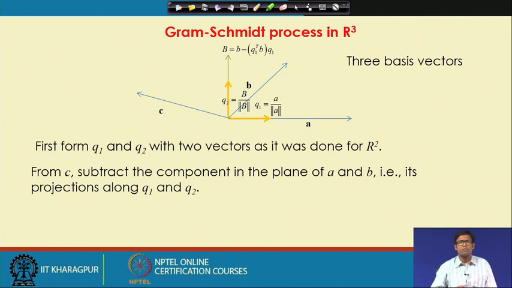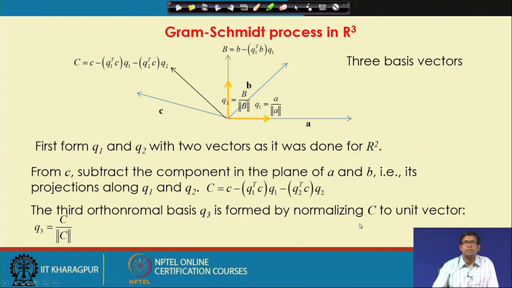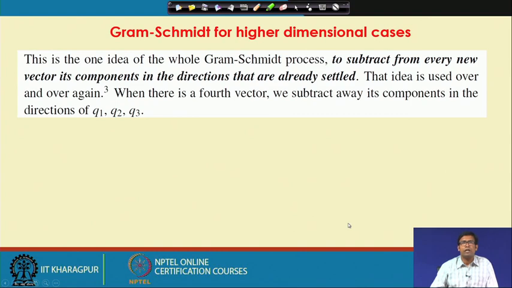So project C along q1, project C along q2, and subtract both from C. You get capital C, which is C minus q1 transpose C times q1 minus q2 transpose C times q2. Then the third orthonormal vector q3 is formed by normalizing, dividing capital C by its modulus. These three become orthonormal basis vectors. Then we can continue this for higher dimensions. This is the one idea of the whole Gram-Schmidt process.